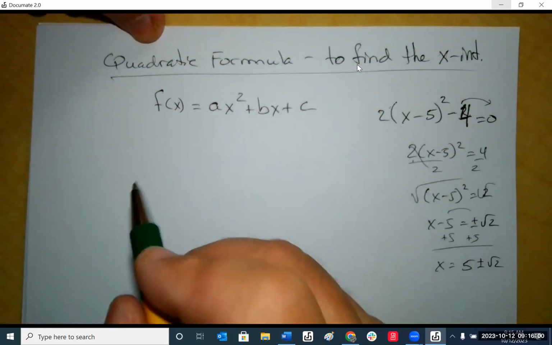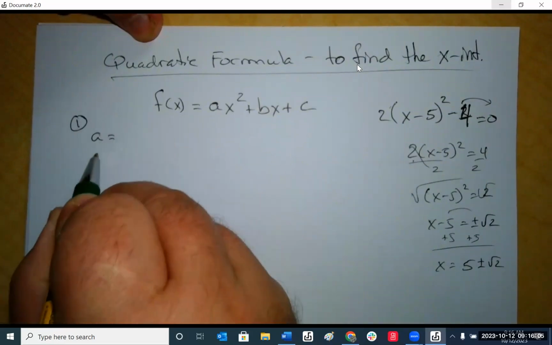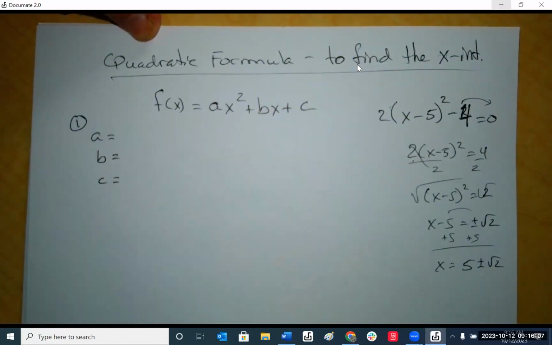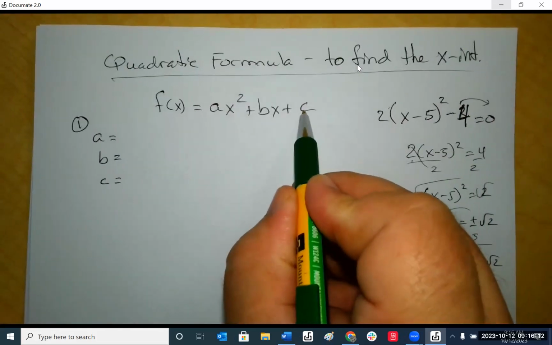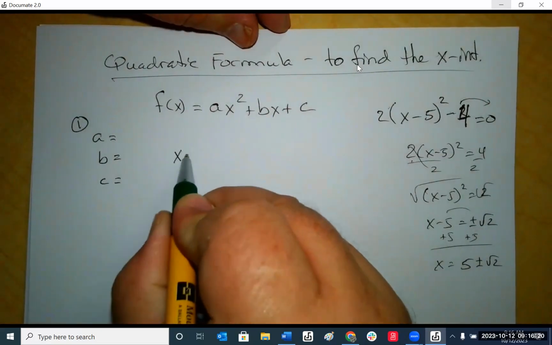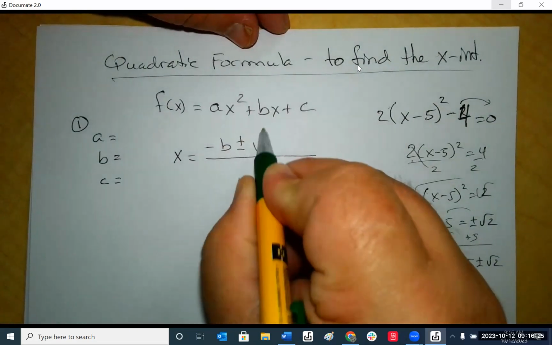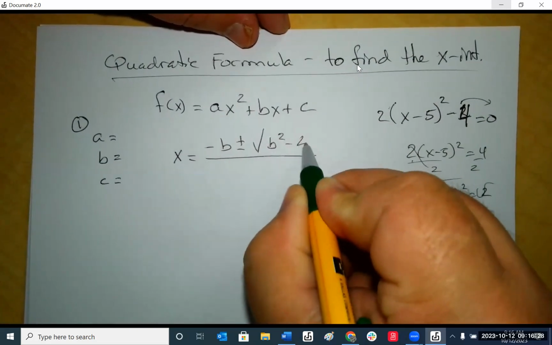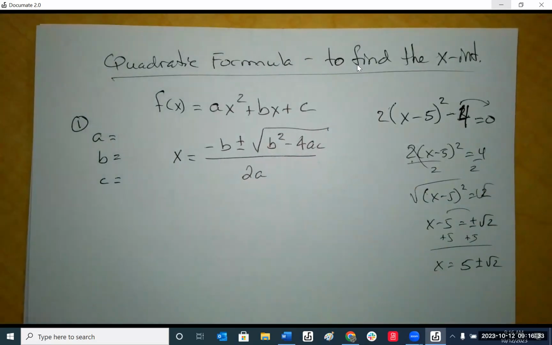Now, if you're in standard form, first step, label A, B, and C. These are important. If there's a negative in front of A, B, or C, those have to be negative inside here. You have to keep the sign with the number. Just plug it into this formula, and it'll do the work for you.